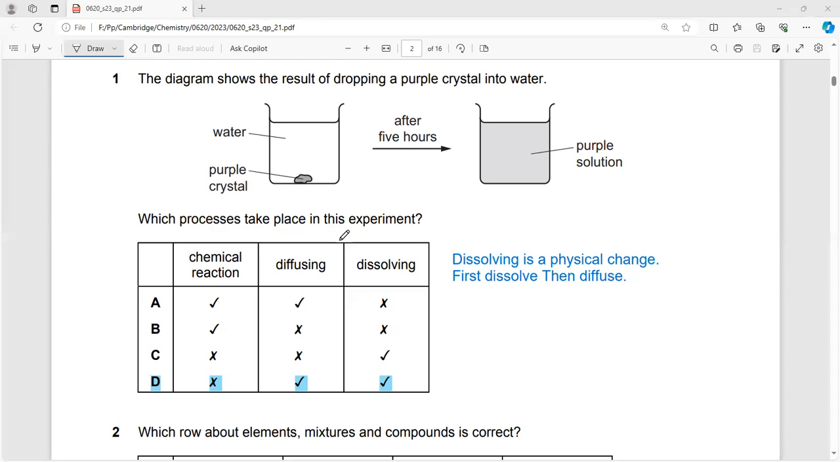So which process is taking place in this experiment? So chemical reaction, that is crossed out. Diffusion is taking place, and dissolving is taking place here. So the correct answer is D.